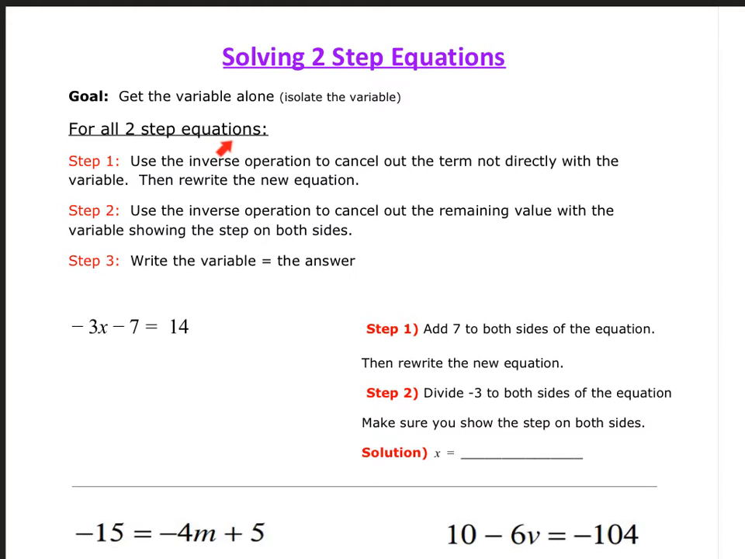For all two-step equations, your first step, you want to use the inverse operation to cancel out the term not directly with the variable. And I will show you that when I do the examples, what I mean by that. Then you'll rewrite the new equation. From there, you will look to see if there's more to do, and if there is, you will use the inverse operation again to cancel out the remaining value with the variable, showing the step on both sides.